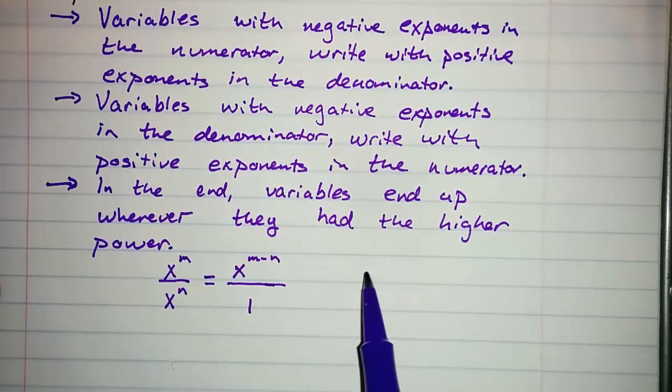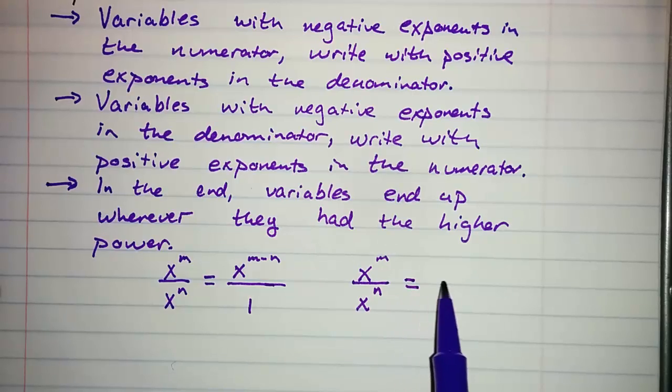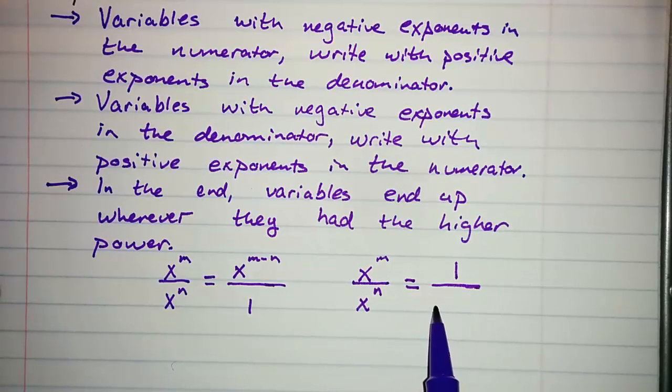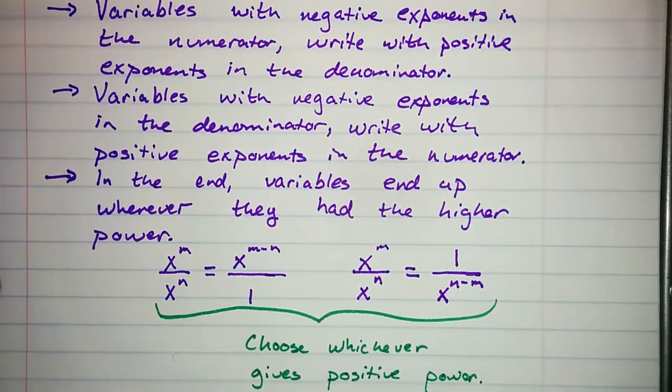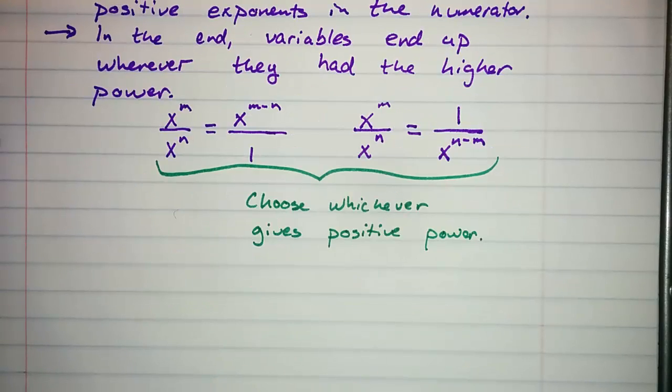If n is larger, then m minus n is a negative number. Its opposite, n minus m, is a positive number. And you can choose whichever one gives the positive power. So let's see an example of simplifying an expression this way.